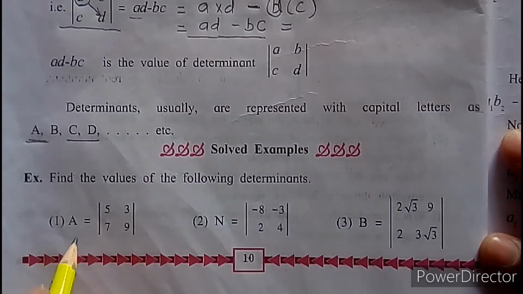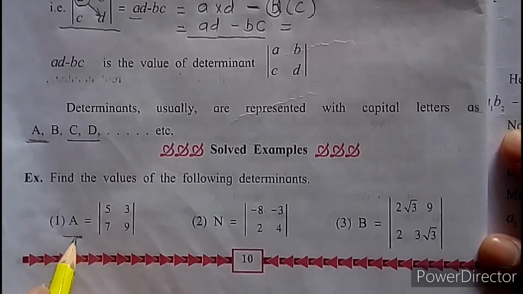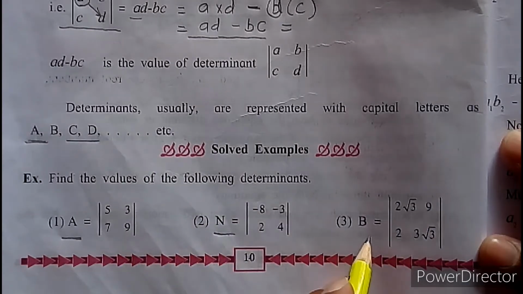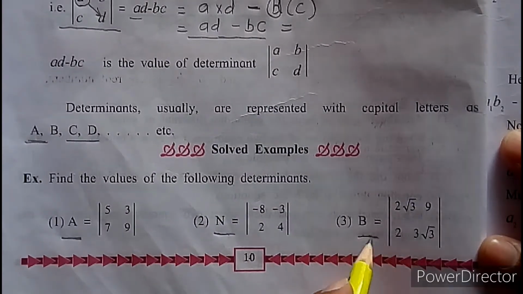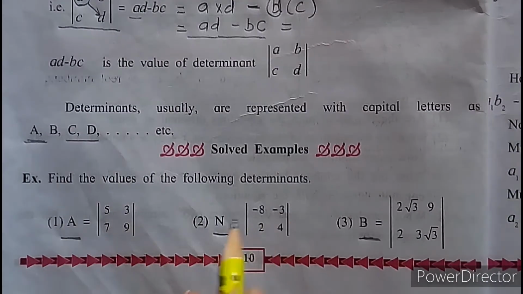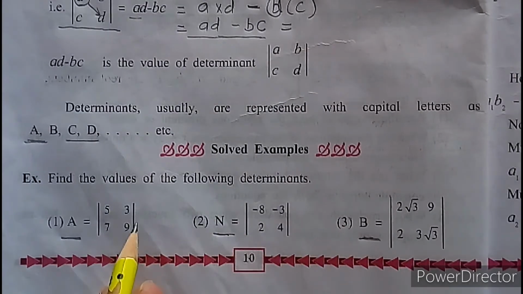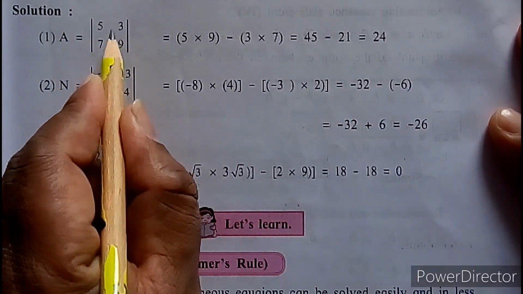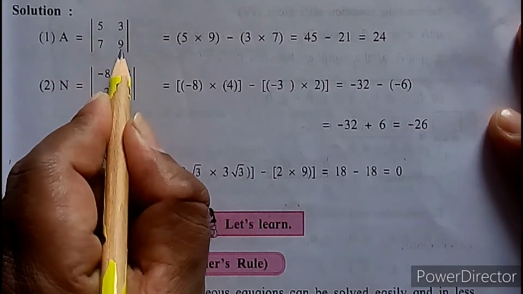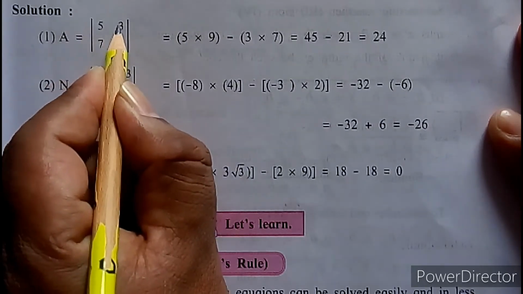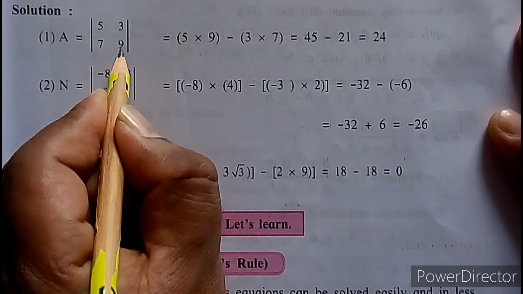For example, here 3 determinants are given. This one is represented by capital A, this one by capital N, and this one by capital B. Now these are some solved problems, and we are discussing them and their answers. The first determinant is A equals 5, 3 in the first row, 7, 9 in the second row, and in columns 5, 7 in the first column and 3, 9 in the second column.